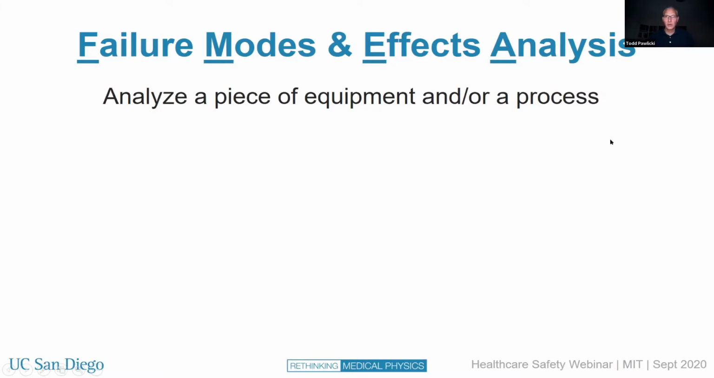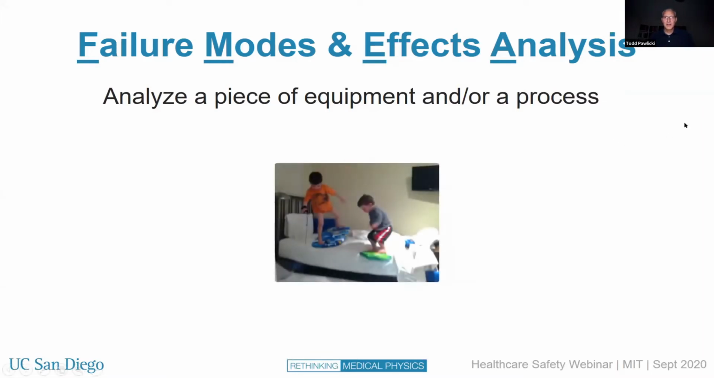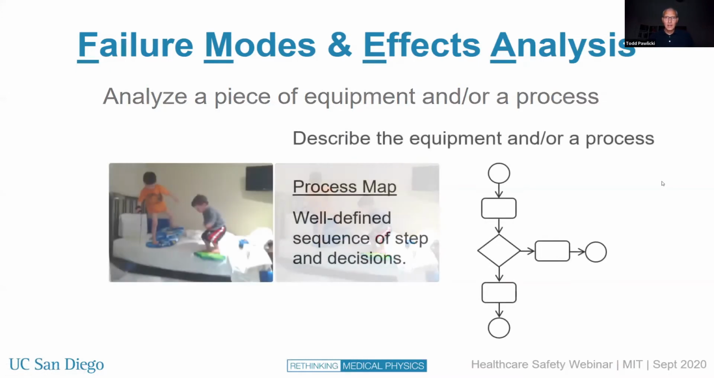So we're going to start with a piece of equipment or a process. That's the goal here. The process that we're going to start analyzing is these two boys surfing off the bed. What are the safety concerns with this particular process? The first thing we do in an FMEA is describe the equipment or process. We describe the process here with a process map, which we all know is just a well-defined sequence of steps and decisions that need to be made.